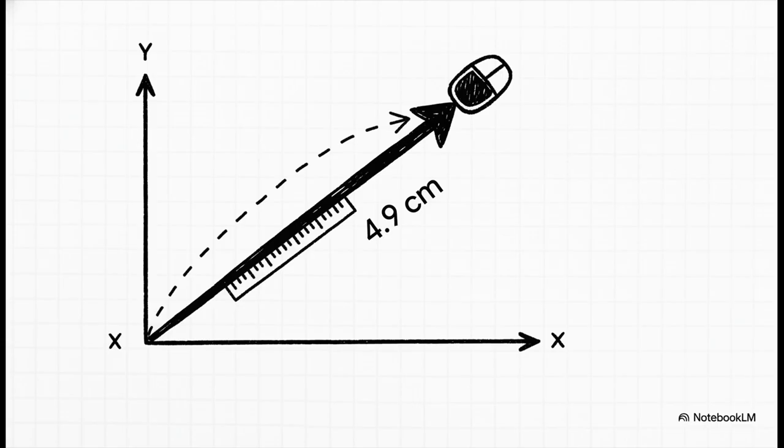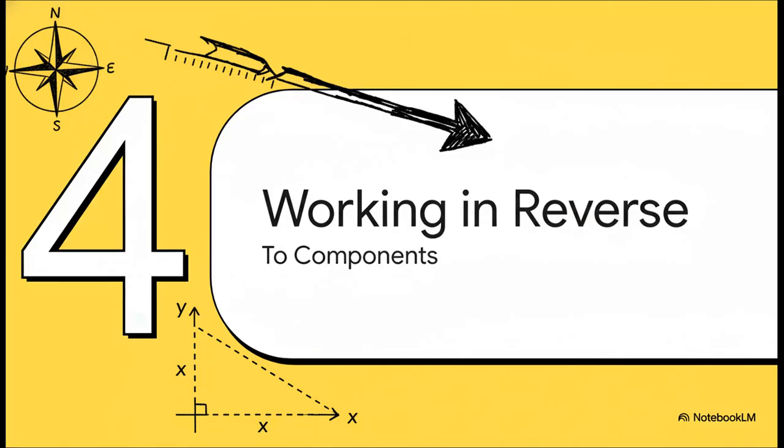When we plug its components into our formulas, we find its magnitude, the straight line distance it moved, is 4.9 centimeters, and its direction angle is 144.1 degrees. And there you have it. We now have a complete, precise description of its movement. Okay, let's flip this whole problem on its head in Section 4.